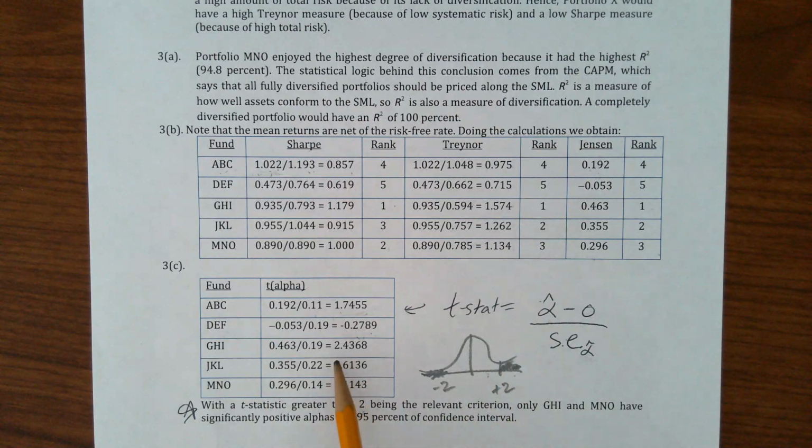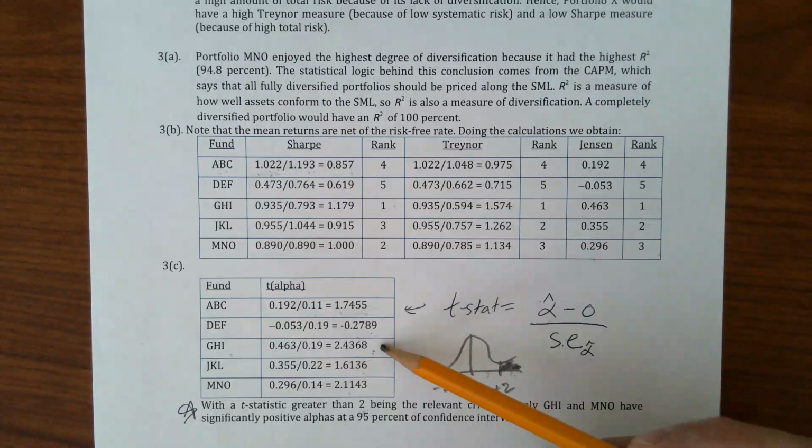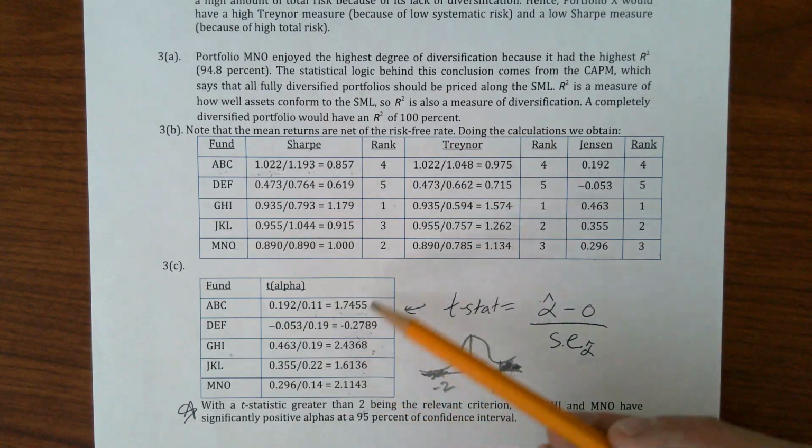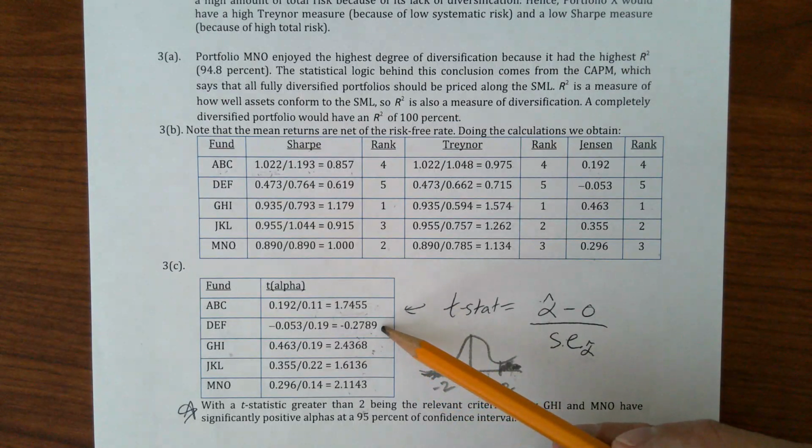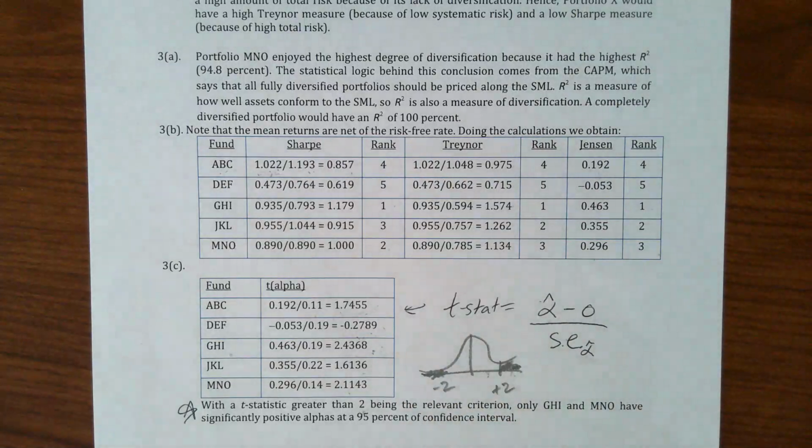All right, how about this one, 2.43? Yeah, that's over here. That's in the shaded region, that is significant. And fund manager GHI would be first place. They have a positive alpha and it is significant. This one is positive, but it's not significant. It would be somewhere in here. This is positive and it is significant. So we would probably call this first place, second place, third place, fourth place, last place, if we were ranking them.